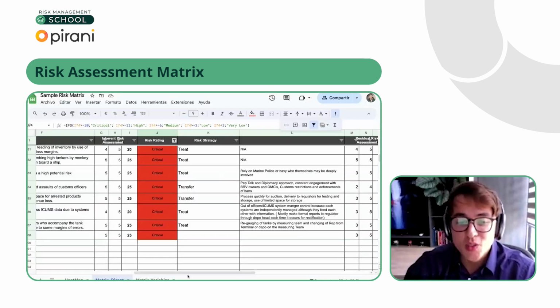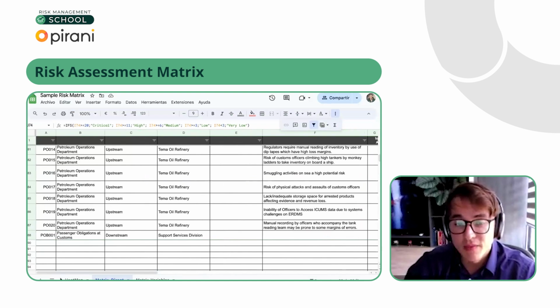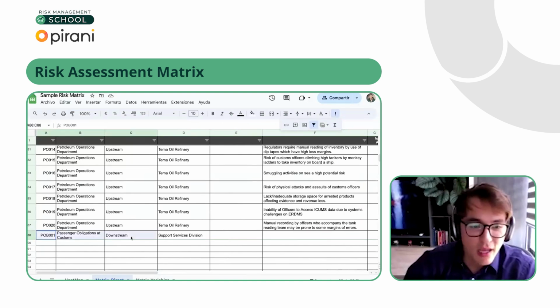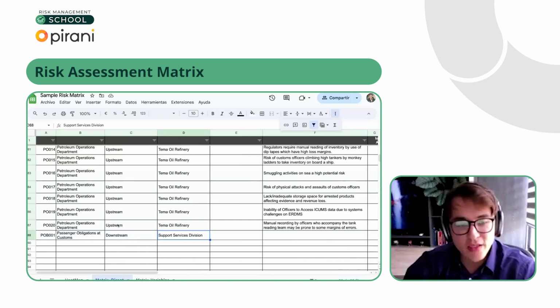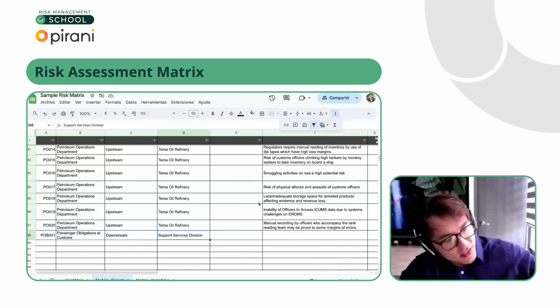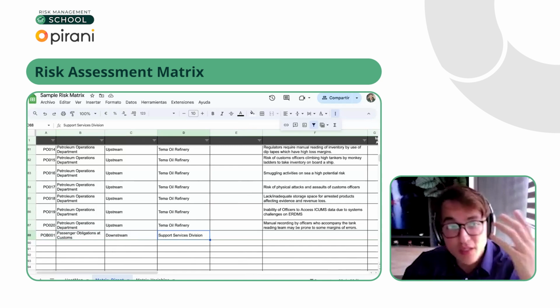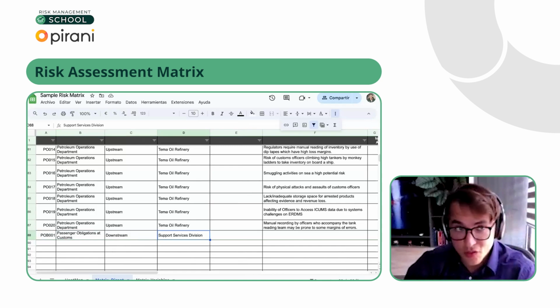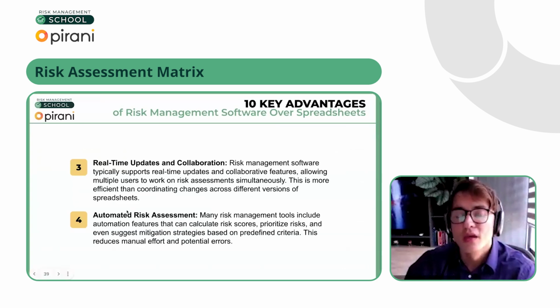If 2 people are creating risks at the same time, what's going to happen? So if I'm working in this and I'm creating new cells or new columns, and another person at the same time is doing it, it's going to be catastrophic. I don't know how it's going to work. So in a software, you can do that.